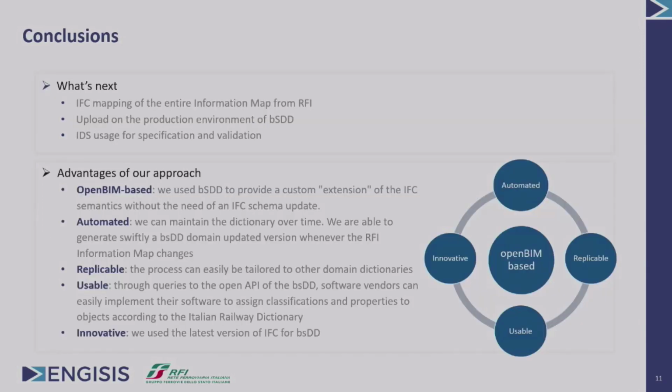So now the next steps will be to do this for the whole information map of RFI. We still need to map some assets because we did it only on a portion of it. So that will be the next step, mapping the whole UML model of RFI, uploading it on the production environment of bSDD. So we are now in the test environment. As Leon said before, we have not been using the production one because, of course, it's still in the testing phase. We didn't want people to use it in contracts when it was not ready yet.